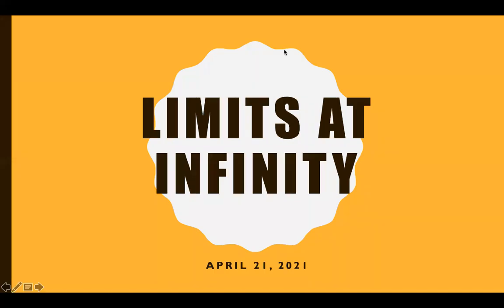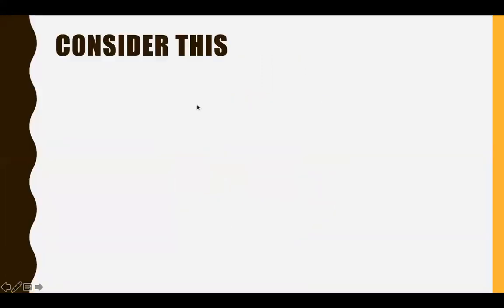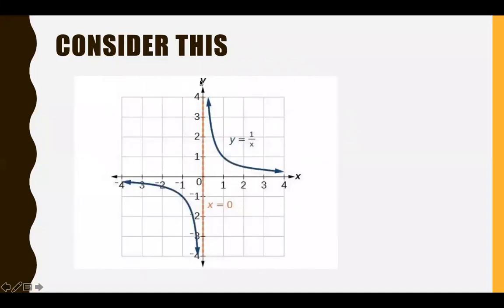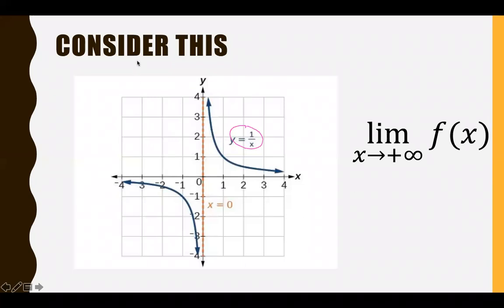Hello. So today we'll talk about limits at infinity. This time it will be a different case because our x will be approaching infinity. Given this function, let's still consider rational functions. Say, for example, the rational function y is equal to 1 over x. What if we solve for the limit of f of x, this specific function, but this time our x is approaching positive infinity?